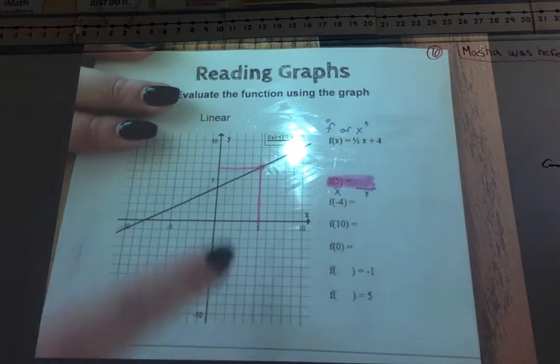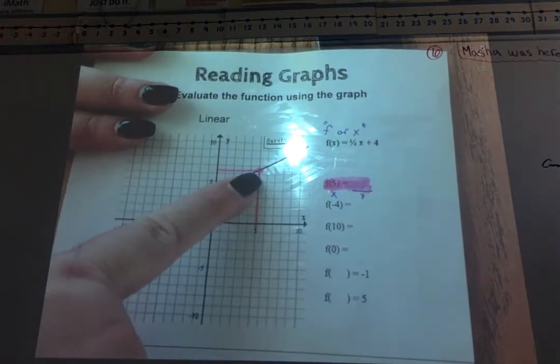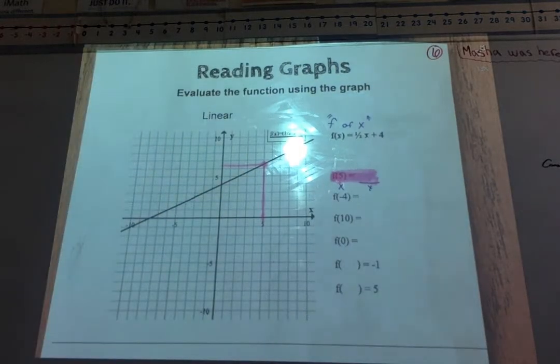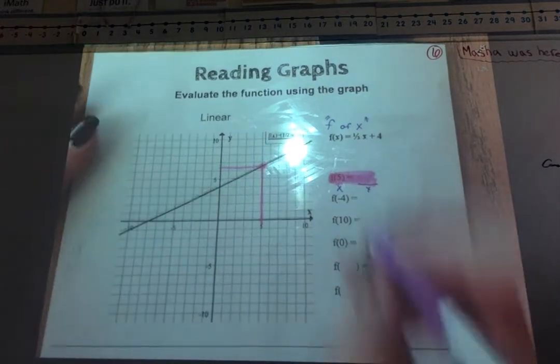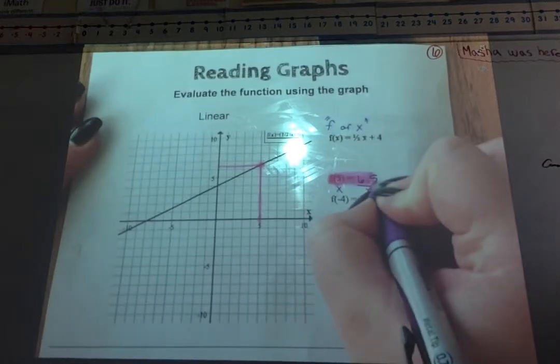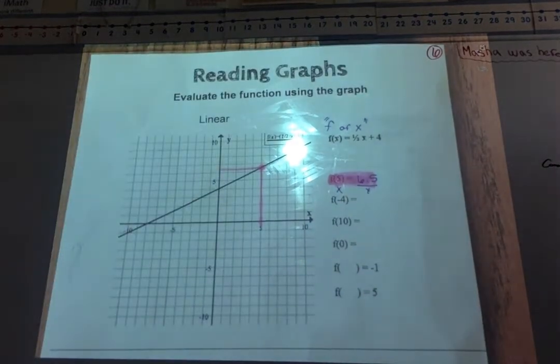So what point is this? 5 comma 1, 2, 3, 4, 6.5. Good. I'm going to write it as a decimal and put 6.5. So when x is equal to 5, y is equal to 6.5. Good. Switch highlighter colors.